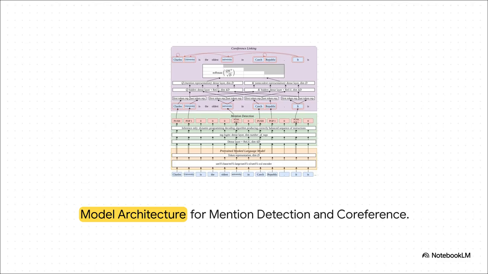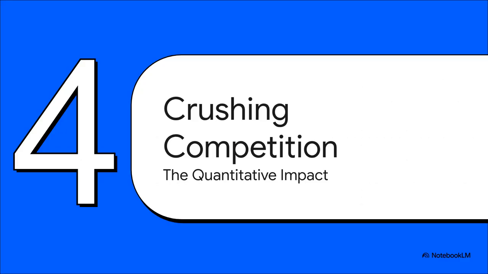The identified mentions, which are represented by their first and last tokens, are then evaluated. Through a super sophisticated self-attention layer, the system figures out the most likely antecedent for each mention. It even allows a mention to point back to itself. That's how it indicates the very first time an entity is introduced. So clever, right? Which brings us to section 4, crushing the competition, the quantitative impact.